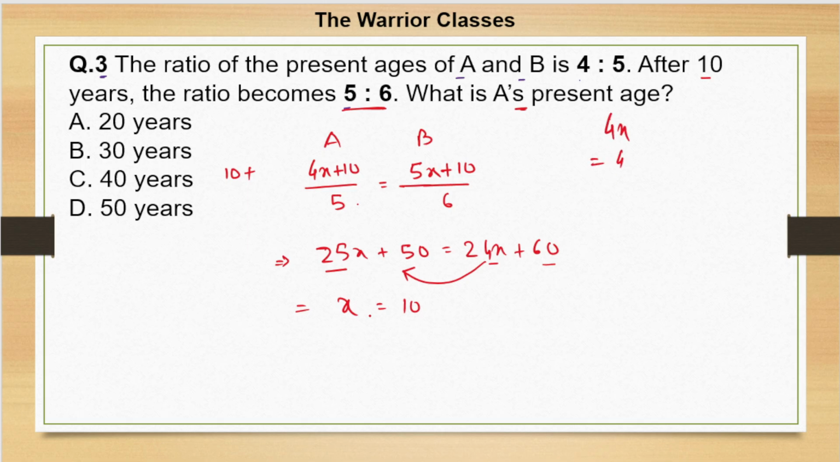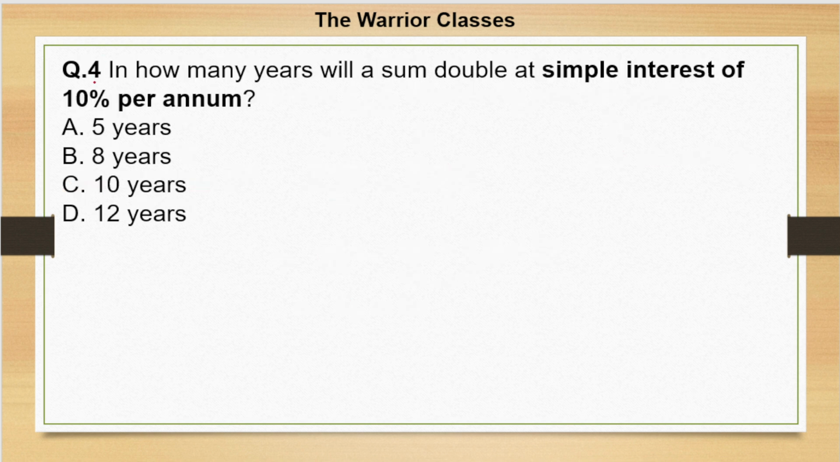So 4 multiplied by the x value, 10, is 40. 40 years. Option number C is correct. Now the next question. Now question number 4.